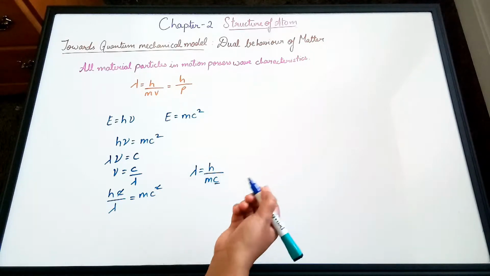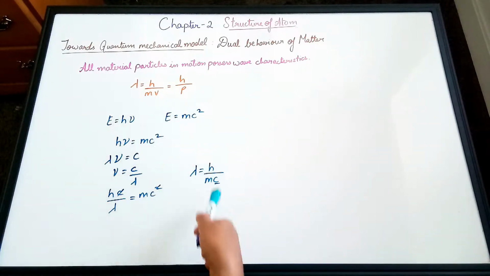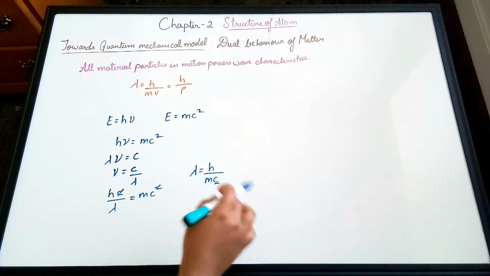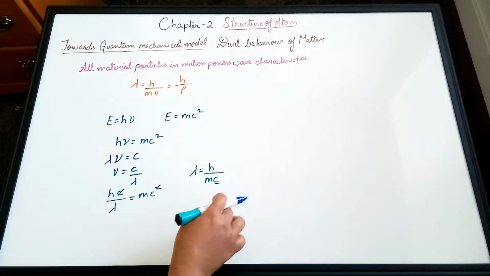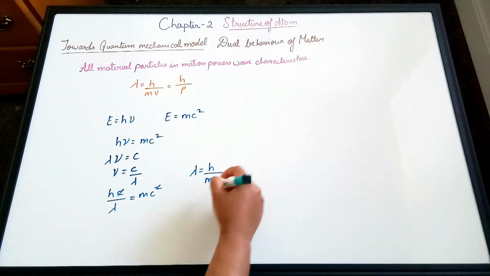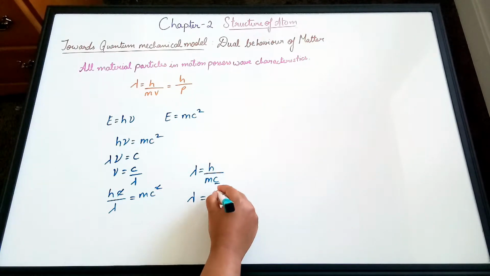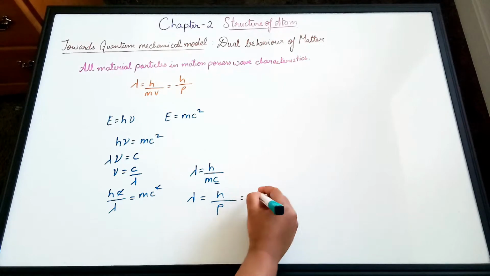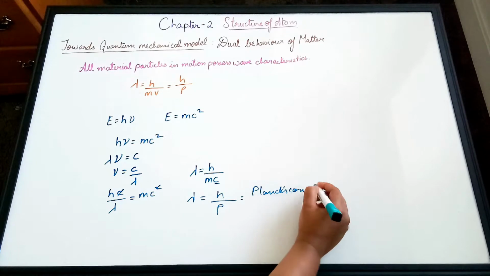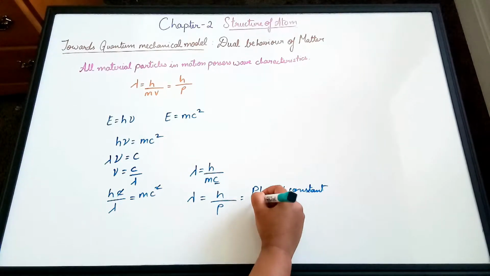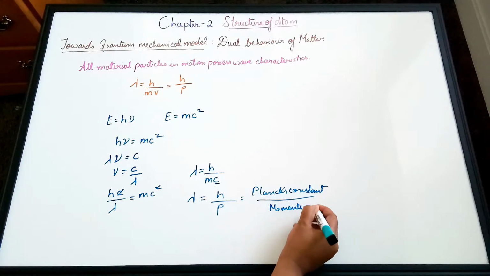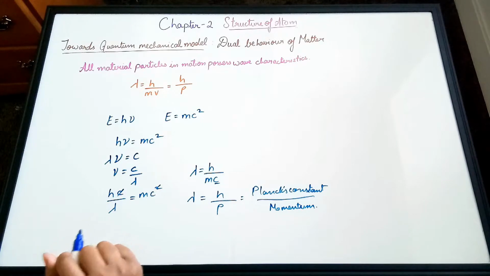Now c is nothing but the velocity. So v is velocity, c is also velocity of light or electromagnetic radiation. So this particular equation is also applicable to photons, and the equation is also called the de Broglie's equation. So lambda equals h by p, which is nothing but Planck's constant divided by the momentum. That is how he came up with this conclusion.